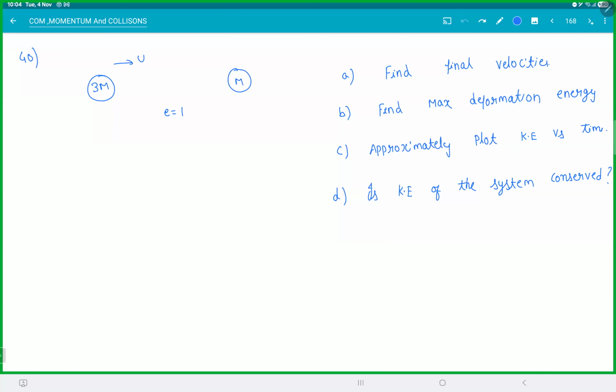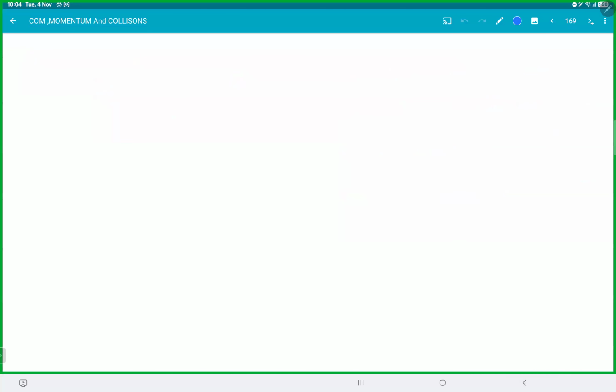Nope, it is not conserved. So no, you guys are making a mistake there. If you go back to the story again, what was the story? This 3M is going with speed U. This is M, this is at rest. And then they collide. When they collide, there'll be some deformation.